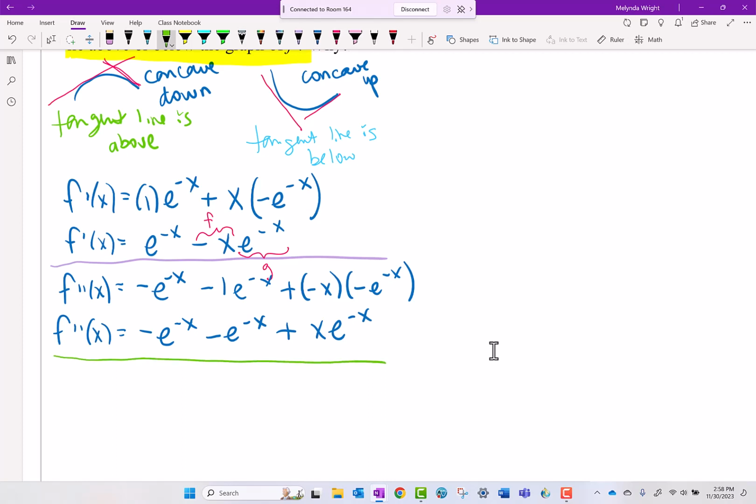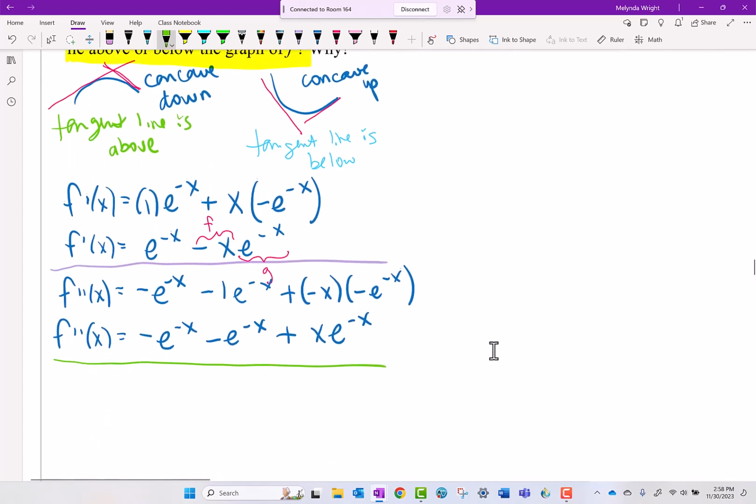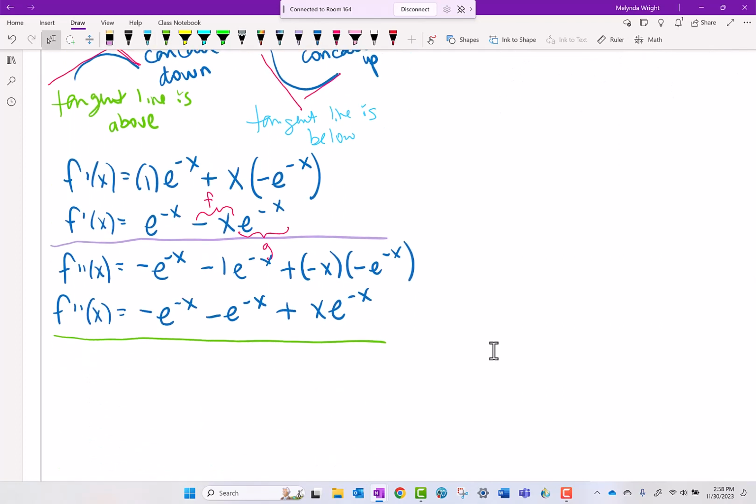Do you not combine like terms on the negative e to the negative x? Yes, you totally can. If I was going to stop here and the second derivative was my answer, I would combine them. But since the purpose of this is to find out the value at 1, I'm not going to do that step. But you totally could. So f double prime of 1 would be negative e to the negative 1 minus e to the negative 1 plus 1 times e to the negative 1.